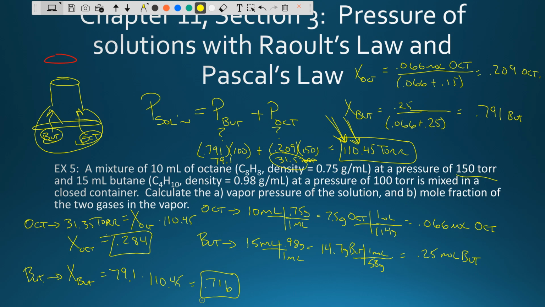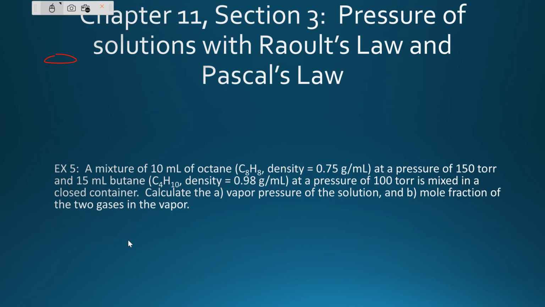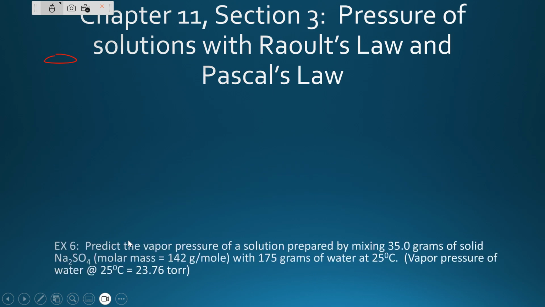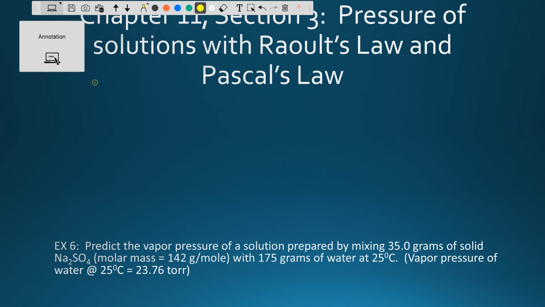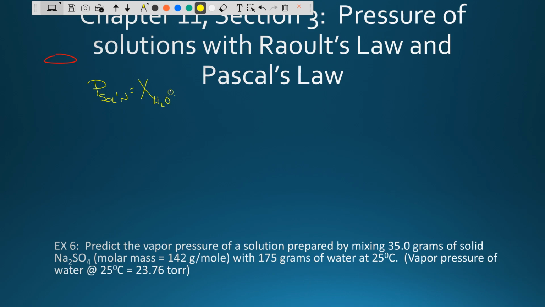All right. Last problem. If I take a look at it this way now, predict the vapor pressure of a solution. So we're predicting that pressure. Remember that the vapor pressure of my solution, the pressure of my solution, is a function of the mole fraction of my water times the pressure of my water, because that's the solvent that we're working with here. Okay, we're putting 35 grams of sodium sulfate into a certain number of grams of water.